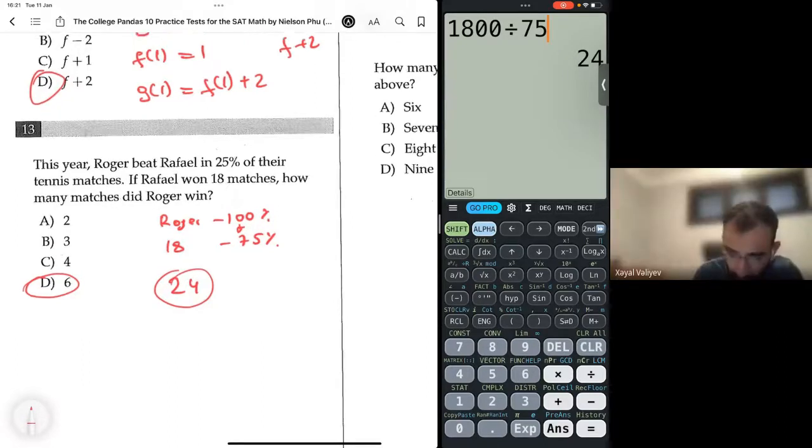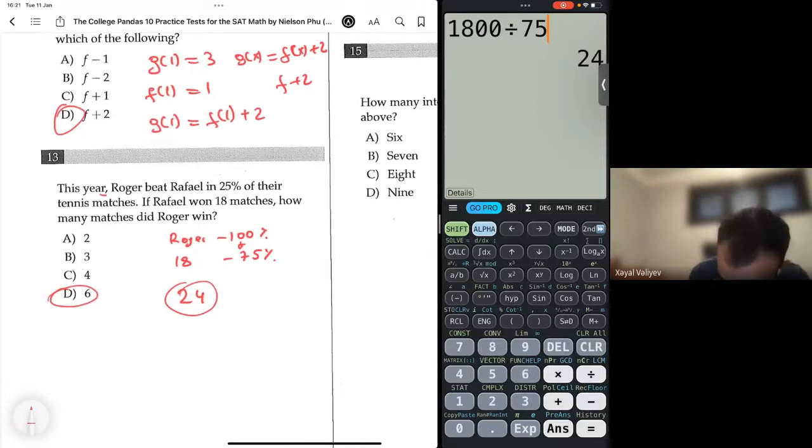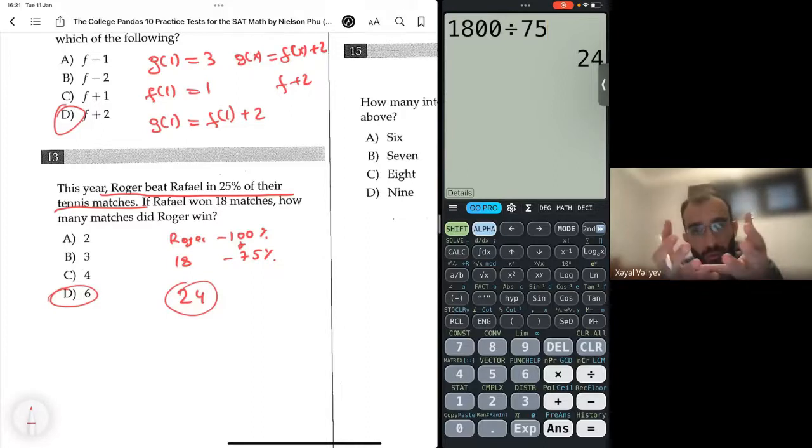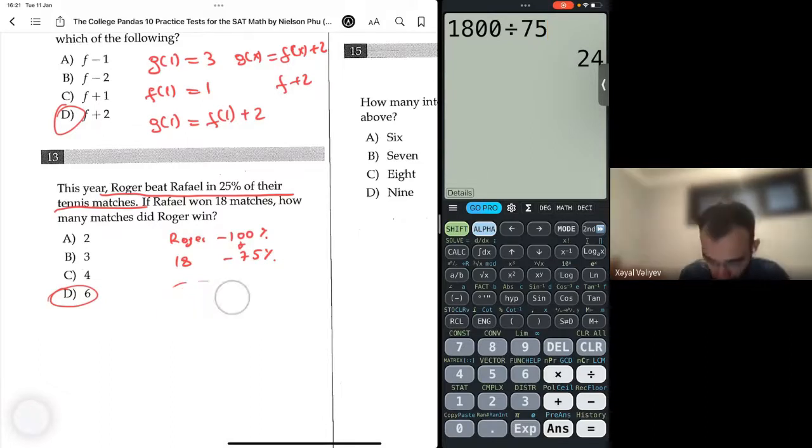Look, this is the weird instruction here. They played overall 24 matches. Basically, how many matches they played we don't know yet. Let's say we don't know yet, okay? But Roger won against Rafael, right?